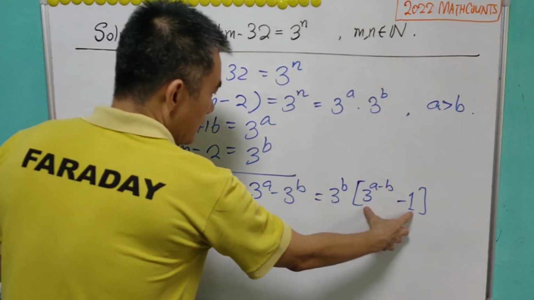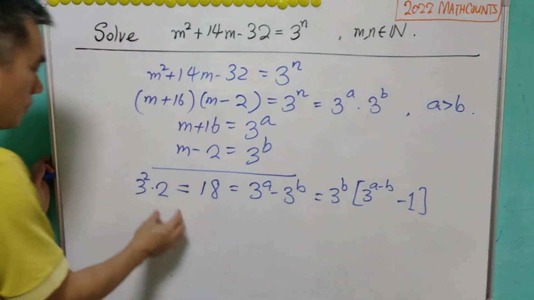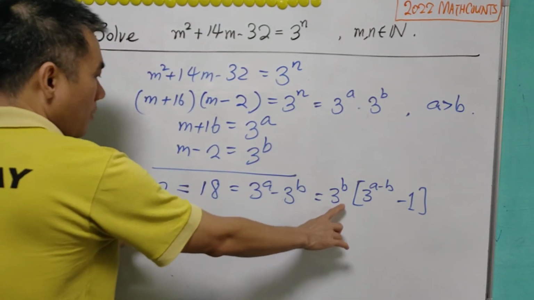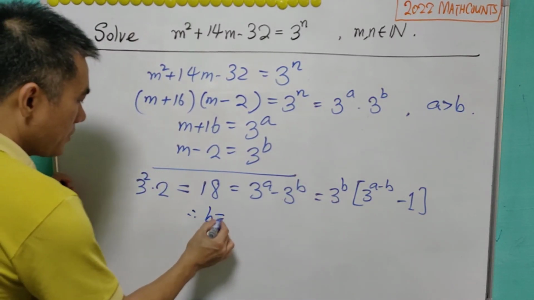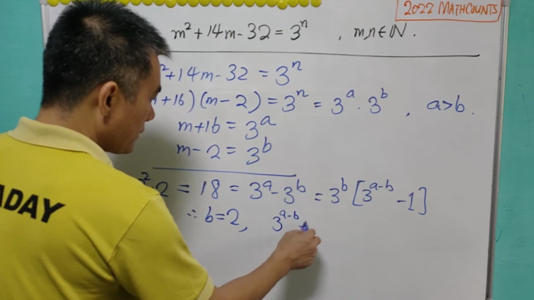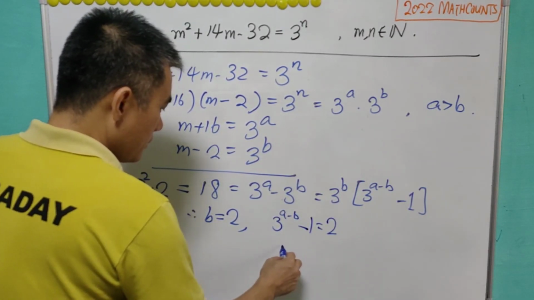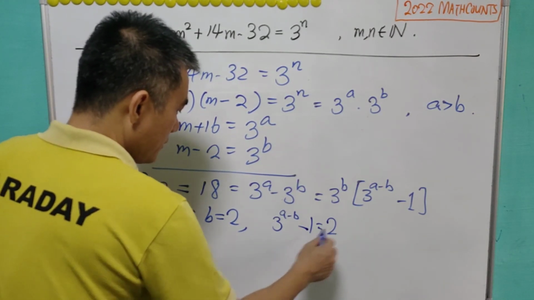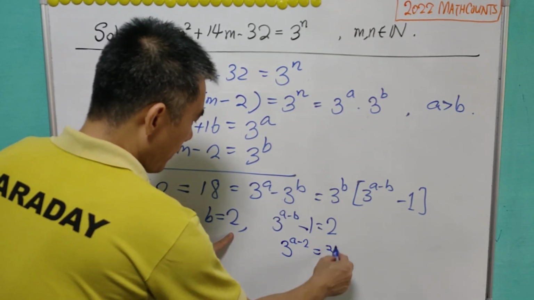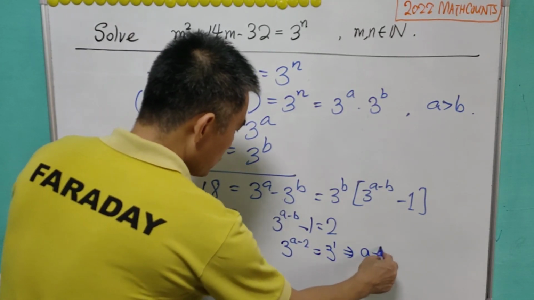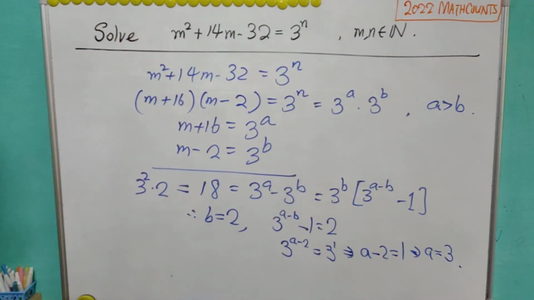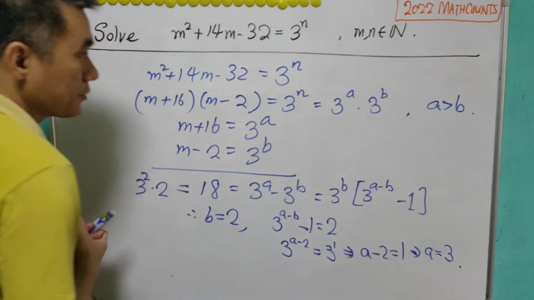Now obviously, here we do not have a factor of 3 anymore. So meaning that it must equal 2. And 3 squared equals 3 to the power b, and therefore b equals 2. And 3 to the power a minus b, minus 1, has to equal 2. So it means that 3 to the power a minus b has to equal 3 to the power 1. So a minus 2 equals 1, a equals 3. So far we have b equals 2, a equals 3.